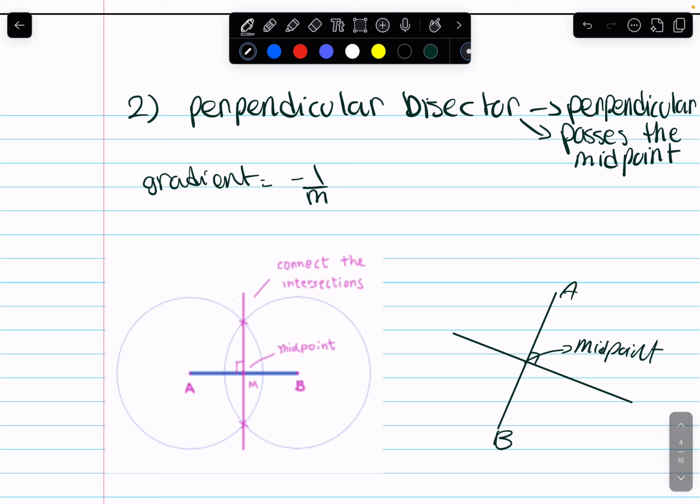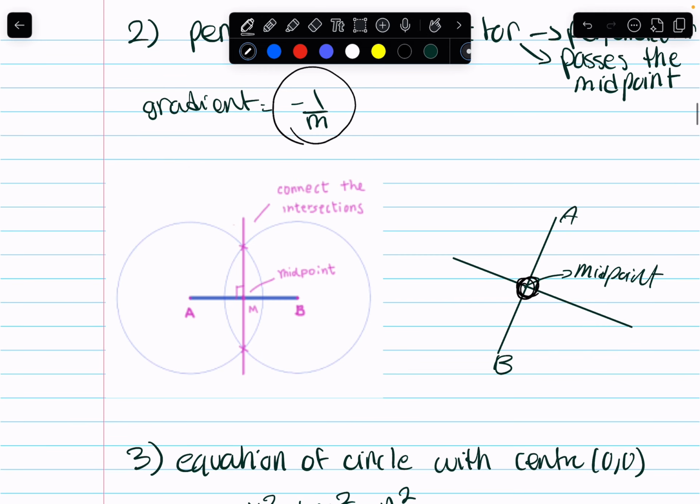Perpendicular bisector is basically perpendicular and passes through the midpoint. So if you have a line AB here, you want to pass it at 90 degrees, and you might need to pass it exactly at the center. So the gradient is -1 over m because it's perpendicular, and passing through the midpoint means it has the coordinates of them added together over 2. You could also construct this using circles.